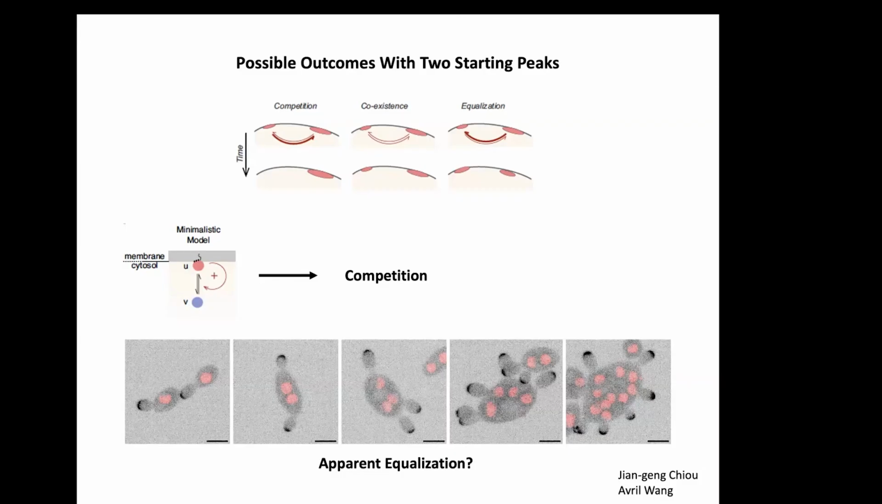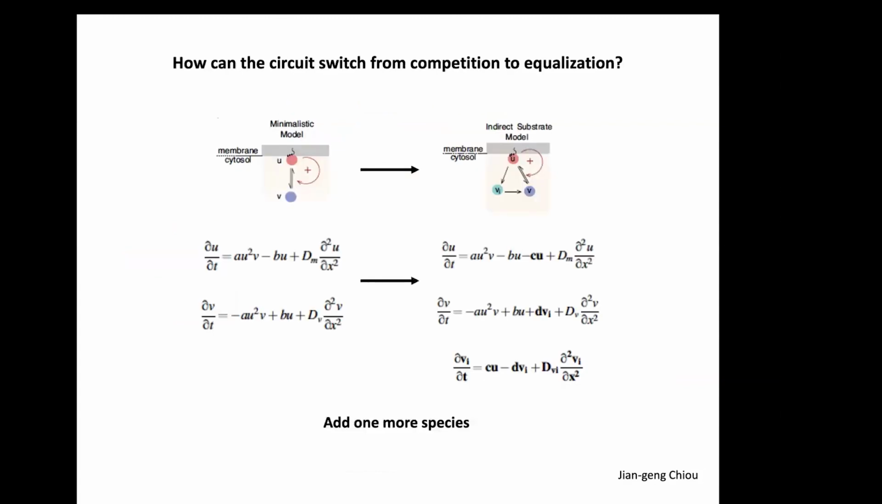Okay, so I think this organism is doing equalization of different numbers of sites, and yet none of our models do that. So these models are too simple. We have to go to something a little more complicated than a two-component system. It turns out that you can get there with just one more component. So this is what we call an indirect substrate model. It is exactly the same as the UV model, but there is a third species, which is something that comes off of U and can be converted to V, but only with some delay.